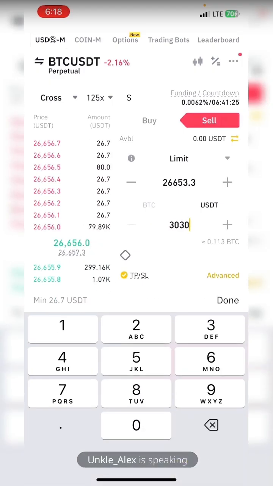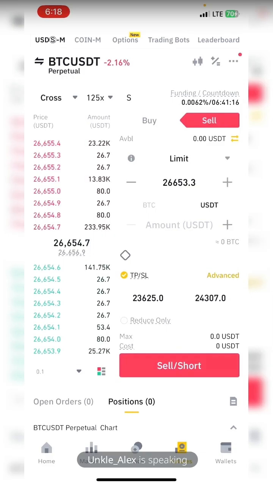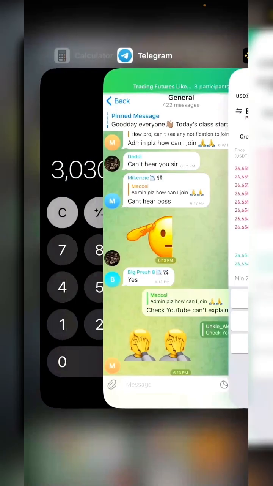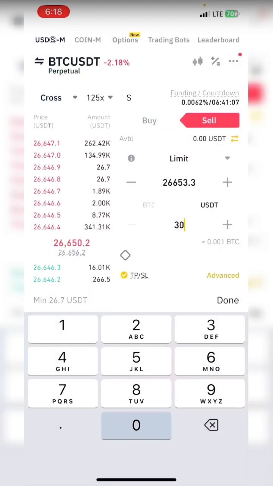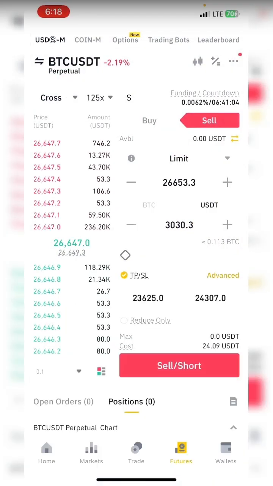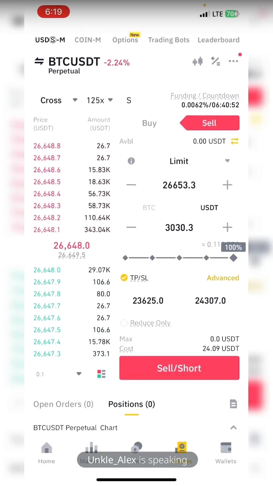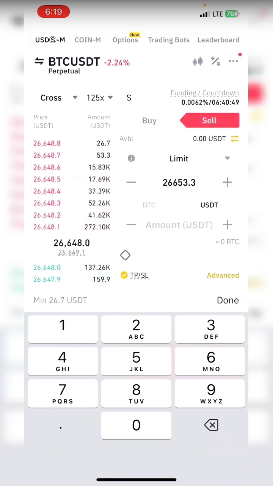So let's input it: 3030.30 USDT. Your position size, the amount you got, you input it under USDT. From our calculations, we got 3030.3. After putting it in, please don't touch this leverage slider I'm pointing at, to avoid issues.